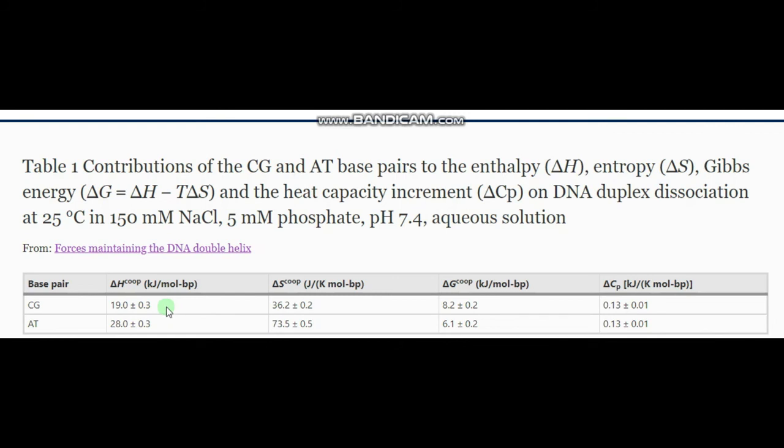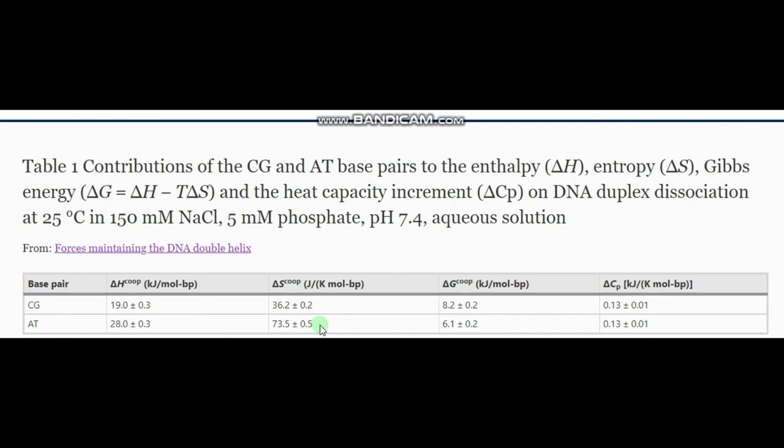And of course the reason for that is that yes, you're breaking 3 hydrogen bonds, but you're replacing them with hydrogen bonds to water. So it's all fairly enthalpy neutral from the hydrogen bonding point of view. So the reason that GC base pairs make a bigger contribution to stability turns out to be an entropy reason, as you can see here.